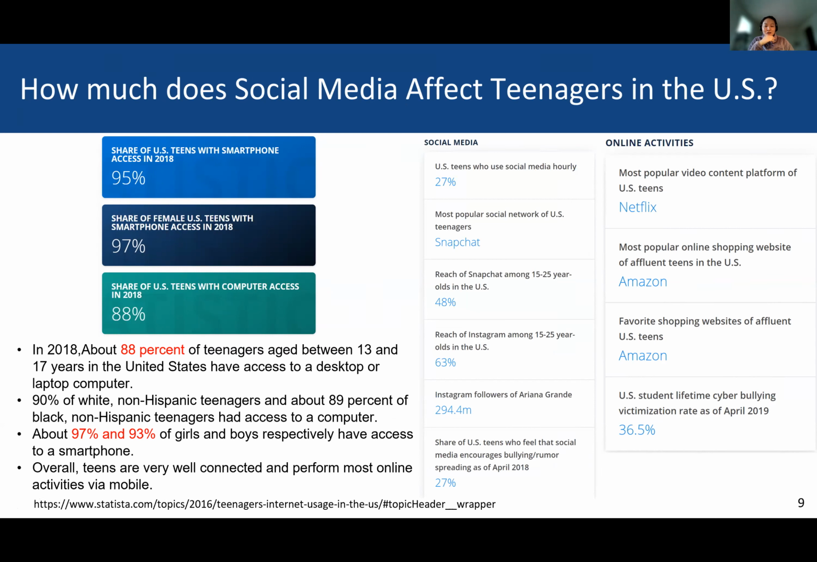And I'm pretty sure this data is going to be updated after the pandemic because everyone is working virtually. So most of the things we are doing online, so people will have higher access to computers and cell phones based on what we have here. So it's very interesting to see this, but it's also amazing.